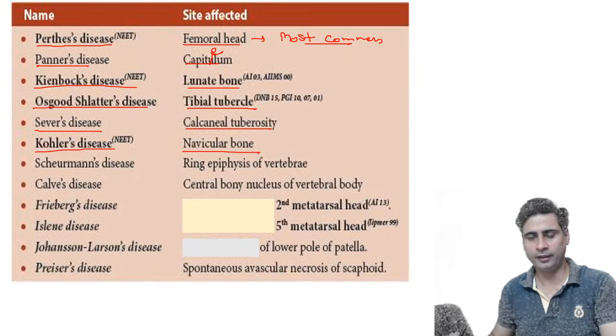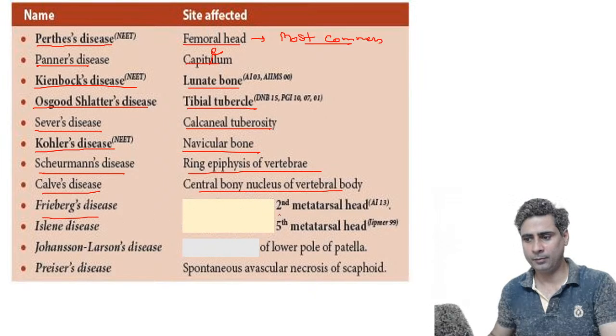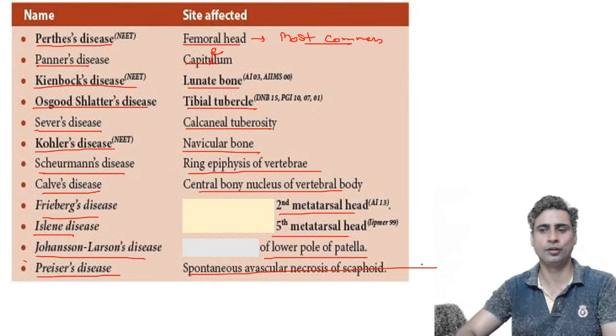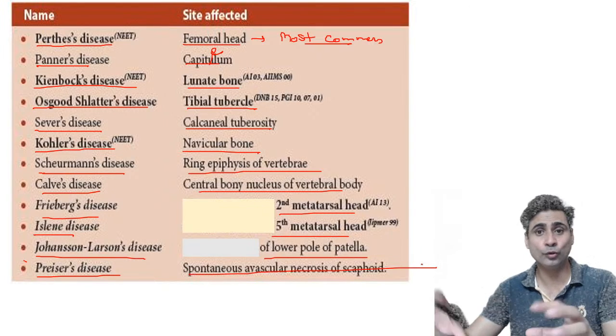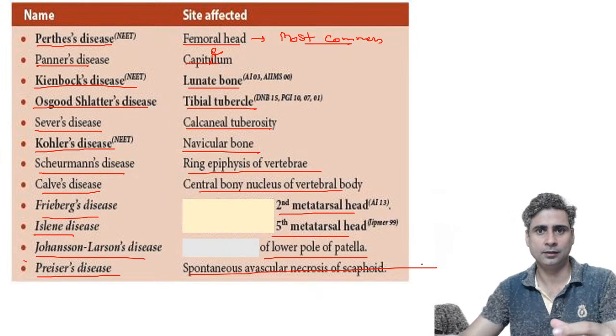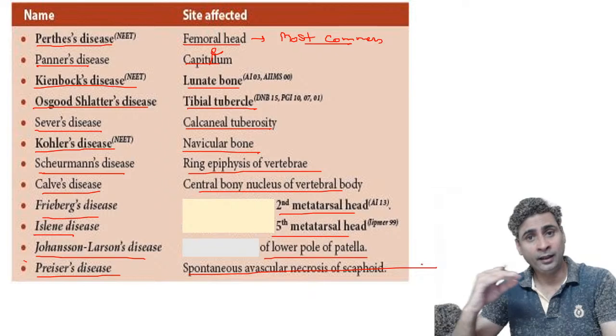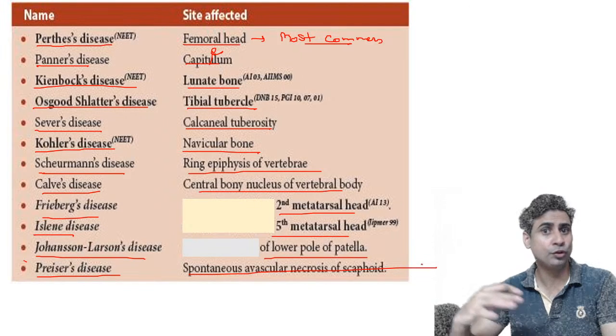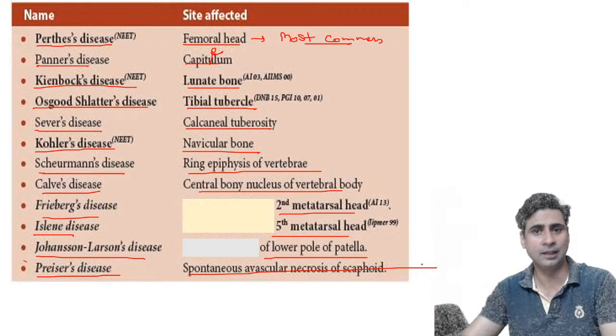Kohler's disease involving the navicular. Scheuermann's disease involving the ring epiphysis of vertebrae. Calve's disease, the central body of vertebrae. Freiberg's disease, the second metatarsal head. Iselin's disease, the fifth metatarsal base. Sinding-Larsen-Johansson disease, the lower pole of the patella. And Preiser's disease, which is spontaneous avascular necrosis of the scaphoid. So these are various osteochondroses. Once again I am telling you, incorrectly, they have been mentioned in some of the textbooks as osteochondritis. These are osteochondroses.